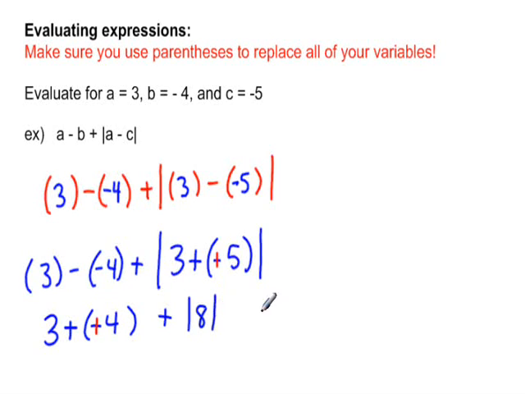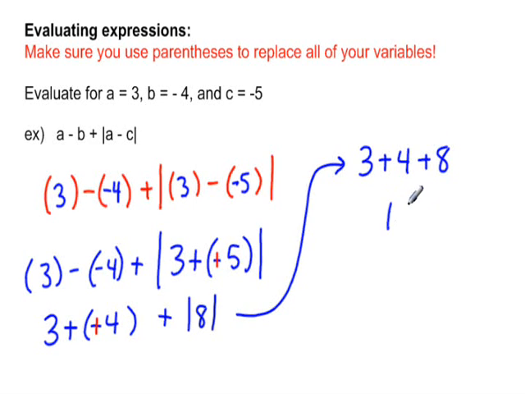absolute value of 8. So what I've got to do, I've got to keep going with this evaluation of 8. Absolute value of 8 is 8. So we have 3 plus 4 plus 8. And we're going to add this up from left to right. 3 plus 4 is 7. 7 plus 8, 15.